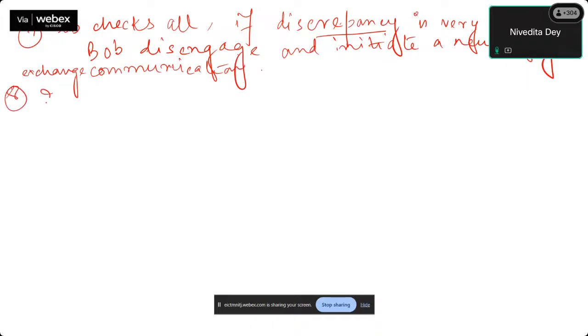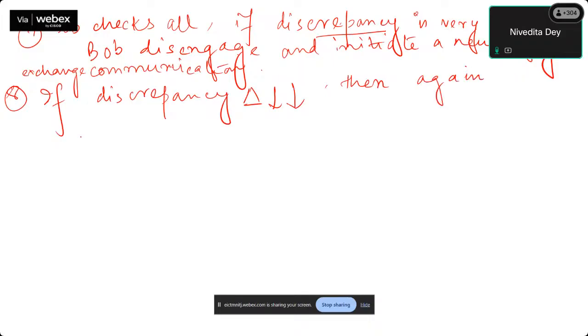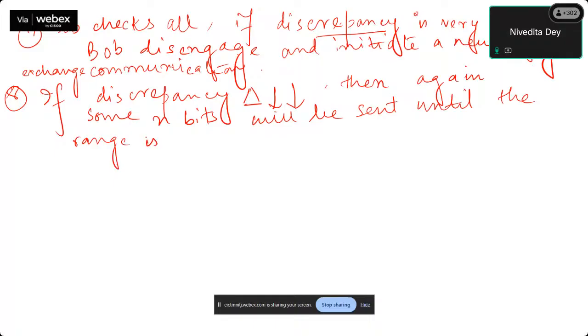But if the discrepancy, say delta, is a little less, then again some n bits will be sent until the range is acceptable.